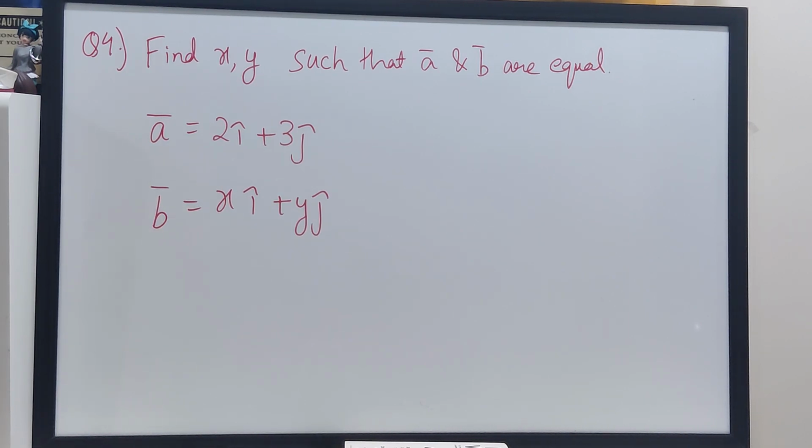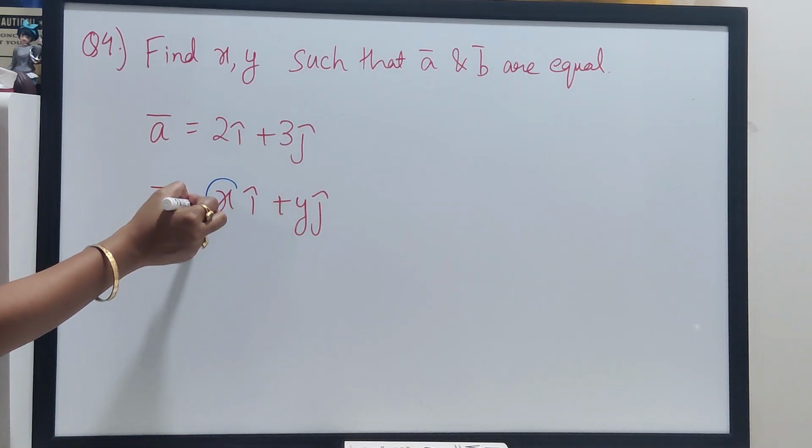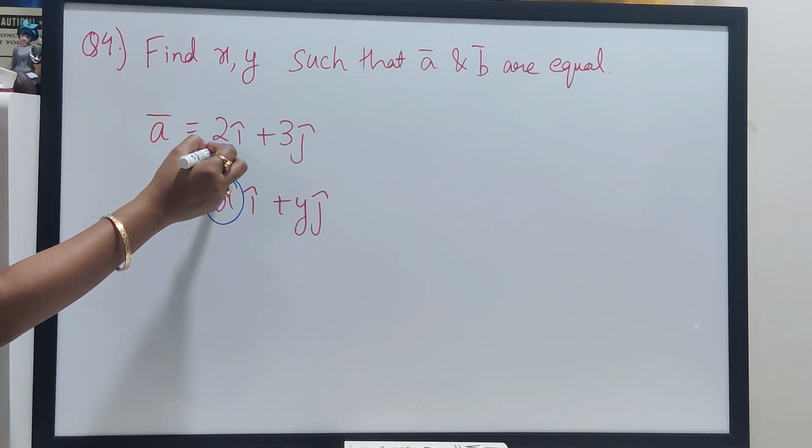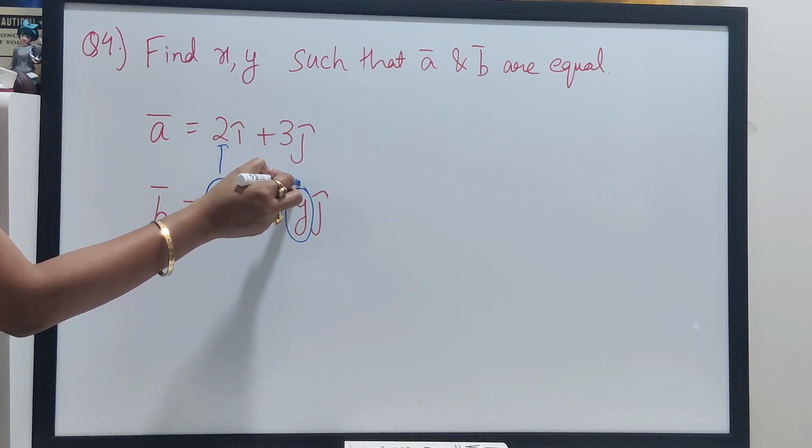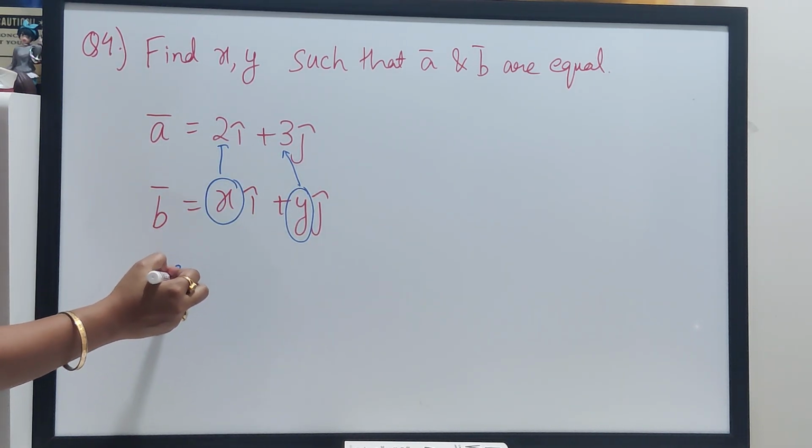Next question, you have to find the value of x and y such that vector A and B are equal. So again compare the coefficients and that gives you x equals y equals 3.